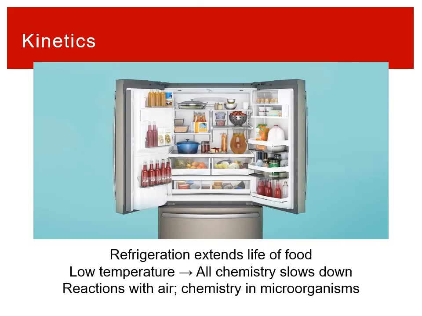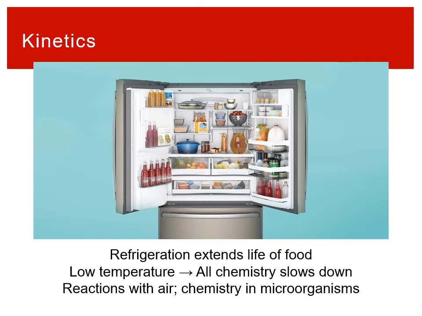This is also why refrigeration works. You lower the temperature, so at low temperatures inside of a fridge, all chemistry slows down. So in a fridge, there are two things in food preservation. First, you'd have reactions with the air. That would be, for example, things like bread going stale or fruit rotting, or ripening and then going too ripe. Those are reactions with the air where the oxygen is reacting with it.